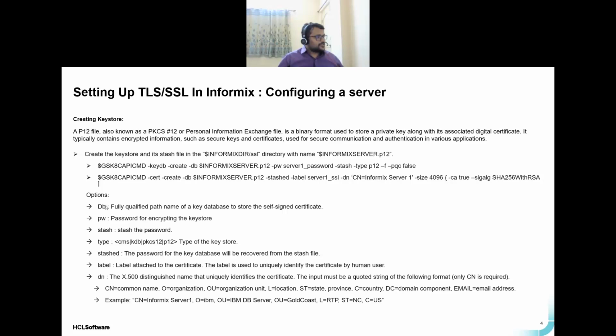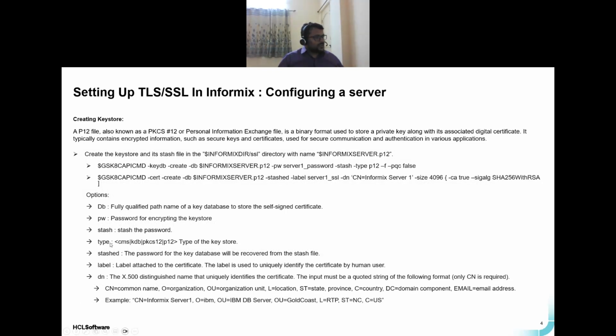Here we have many options to create the certificate. DB is the full path name where we create the certificate and also the key store name. Normally we use the INFORMIXDIR ssl directory to store our server certificates or key stores. From there the server reads the certificates. PW here is the password for encrypting the key store, and the stash option is to stash the password.